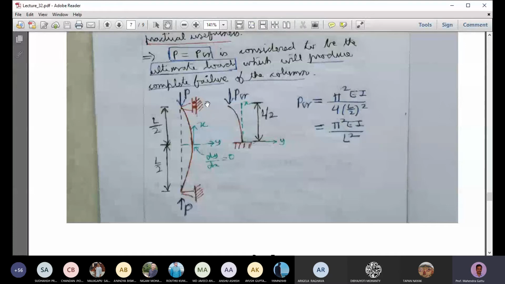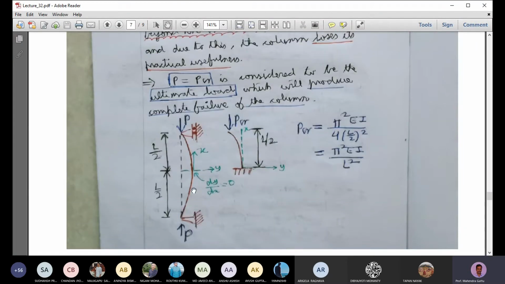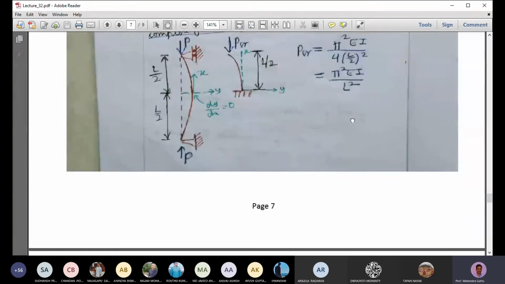We can derive this in a different way, that is using stability considering the adjacent equilibrium. I will do that if we have time in this class, or maybe on Thursday. Okay, so this is the critical load for this cantilever beam, it is already known, and for this simply supported column, it is pi square EI by L square.